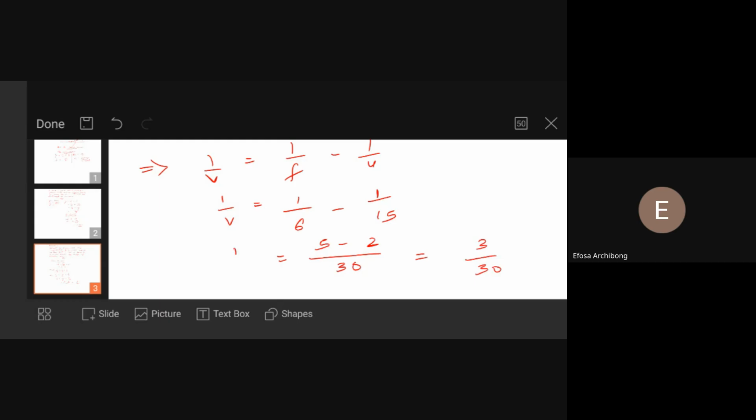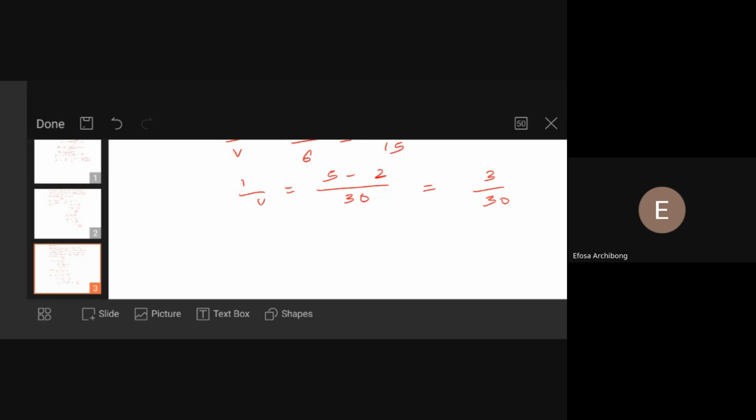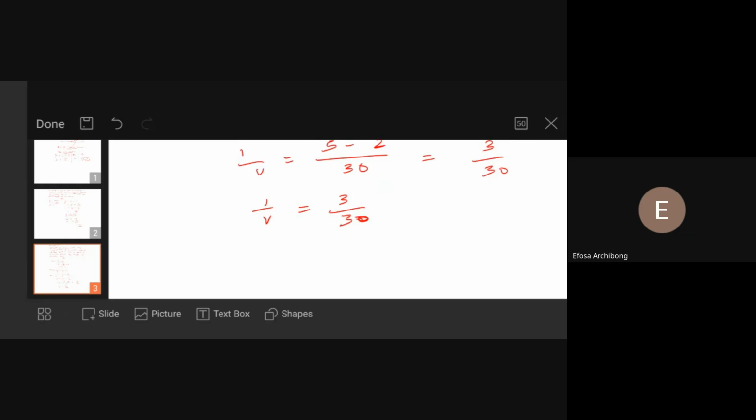And that is my 1 over V. Remember, for us to get V, I can write that 1 over V is equal to 3 all over 30. Of course, if 1 over V is 3 all over 30, we can calculate V. Therefore, our V becomes the inverse, which is 30 all over 3, and 30 over 3 gives us 10 cm. You can see that the image distance is positive. So the image will be formed 10 cm from the mirror. That's what we'll have there.